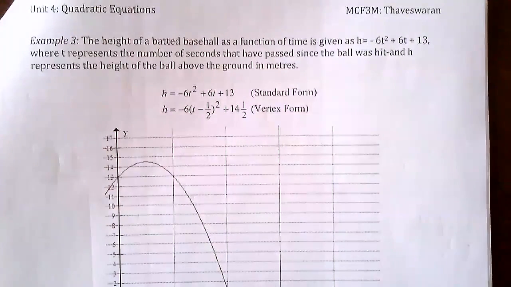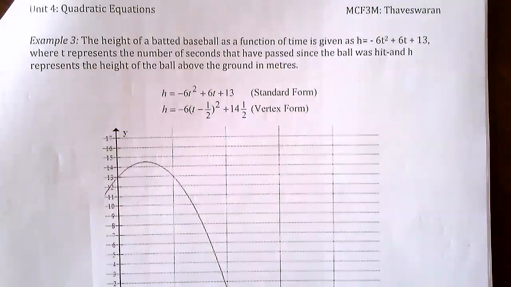So we're going to skip over example 2 and start with example 3. It says the height of a batted baseball as a function of time is given as h is equal to negative 6t squared plus 6t plus 13, where t represents the number of seconds that have passed since the ball was hit, and h represents the height of the ball above the ground in meters.